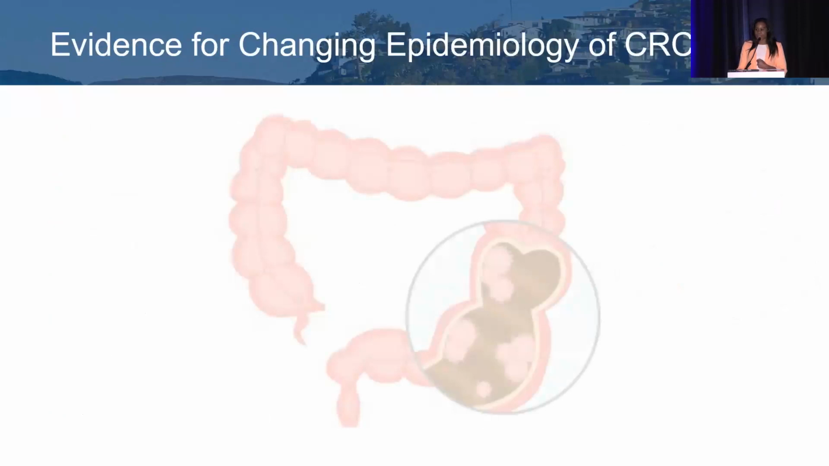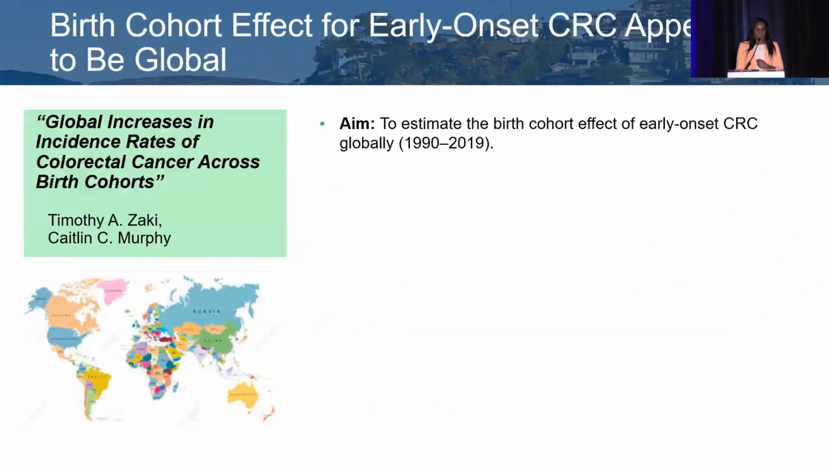As we've just heard, there have been many changes in the epidemiology of colorectal cancer. And there were two abstracts at DDW that we wanted to highlight that really showed more evidence for the importance of these epidemiologic shifts. This first study was presented by Tim Zaki and Caitlin Murphy, and really looked at the birth cohort for early onset colorectal cancer globally. So as we know, we've seen shifts in this disease in the United States. 45 is the new 50, 50 is the new 55, but they really wanted to estimate the birth cohort effect of early onset colorectal cancer globally.